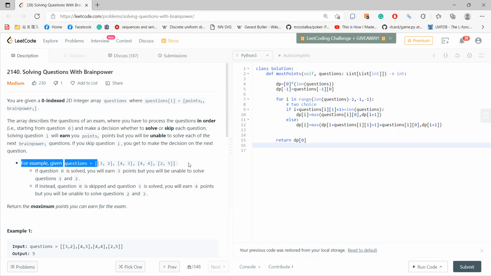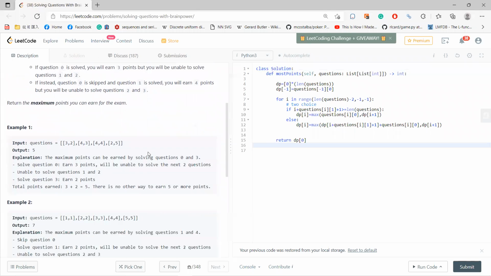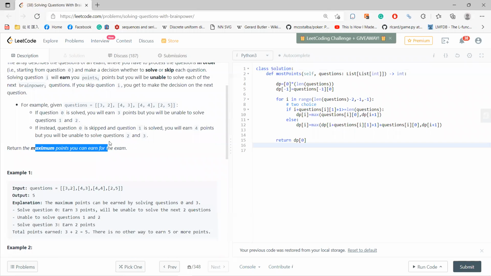Okay, so this problem has a strong DP flavor, right? Because at each point i, you can choose whether to solve i or not solve i. If you do not solve i, then you can solve the rest. If you solve i, then you need to jump to the right. So you can solve the questions from the final to the first one. Okay, and you need to return the maximum.